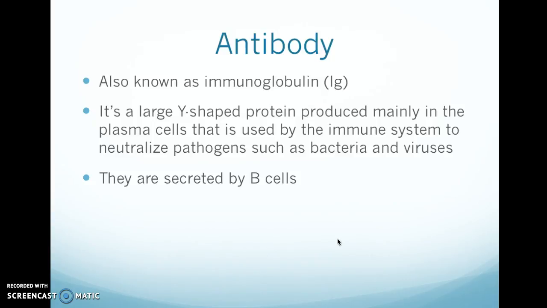So there are antibodies in the innate immune system, but the adaptive immune system secretes the B cells.